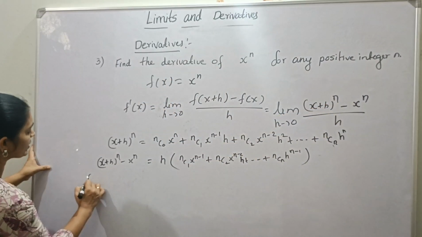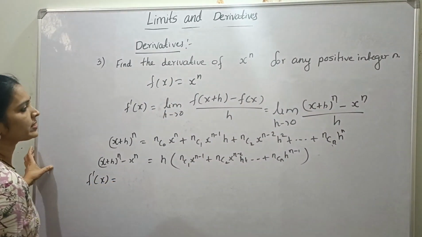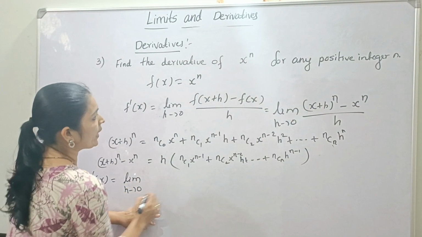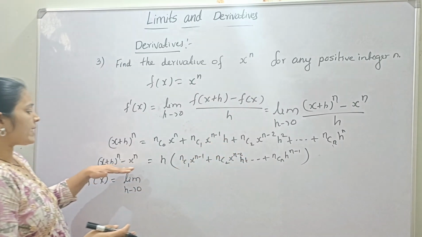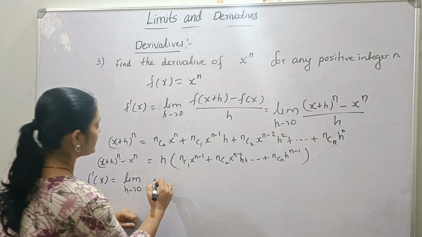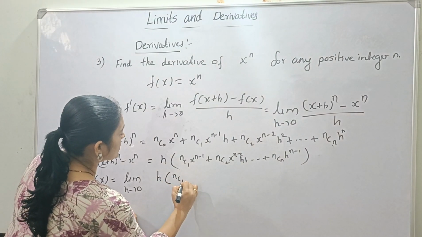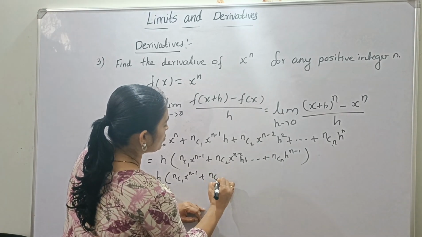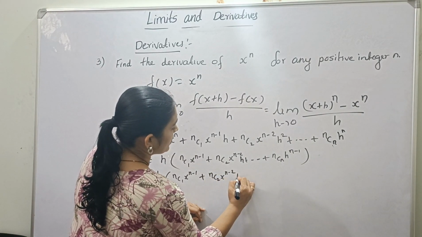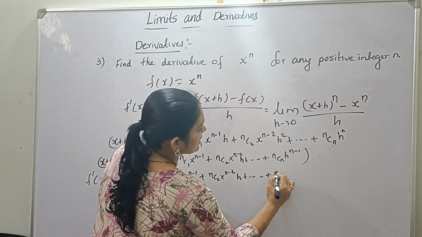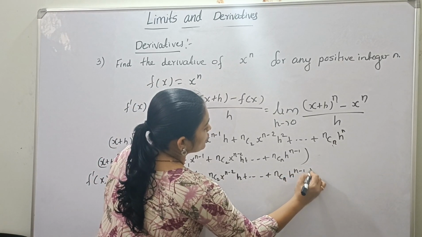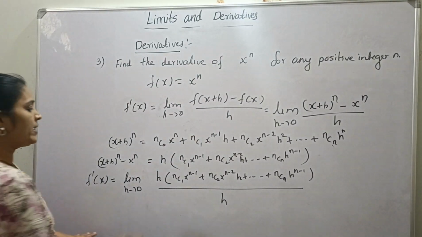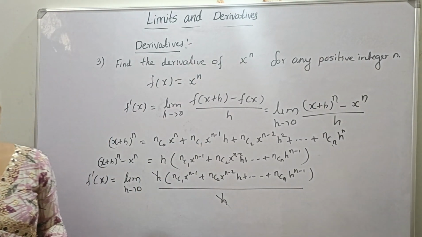That is, f dash of x is equal to limit h tends to 0, (x plus h) whole raised to n minus x raised to n, which is nothing but h into nC1 x raised to n minus 1 plus nC2 x raised to n minus 2 h plus etc. plus nCn h raised to n minus 1, divided by h, right? So here this h is cancelled.